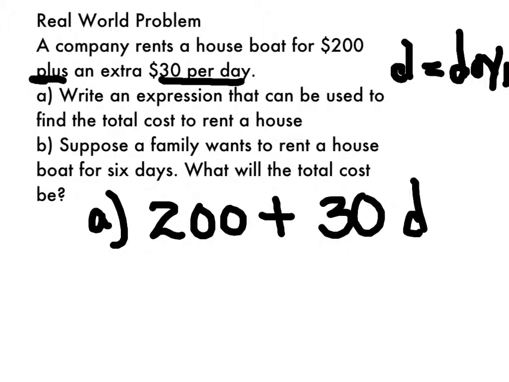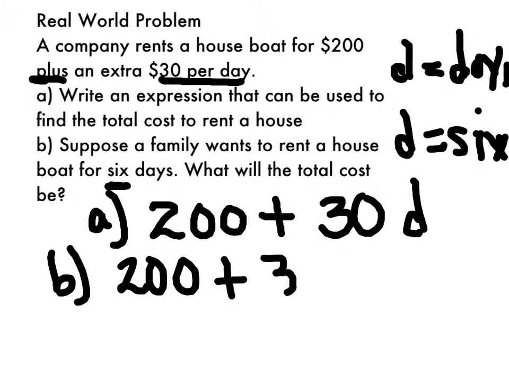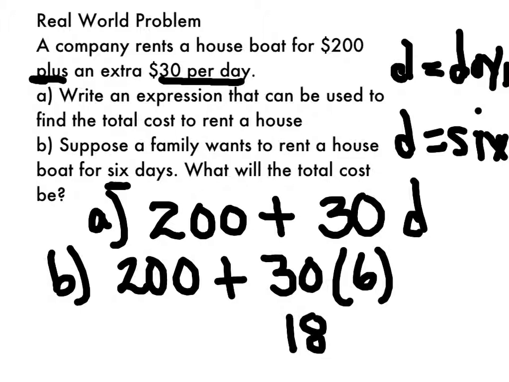Then in part B it says, suppose a family wants to rent a houseboat for 6 days. What will the total cost be? So now it's telling you that they're assigning a value for D. They're saying it's 6. They're saying D equals 6. Mathematically, that's what they're saying. Houseboat for 6 days. So you're going to plug that in your expression. So you're going to have 200 plus 30 times 6. And so you do the multiplication first, and you get 180 plus that original $200.